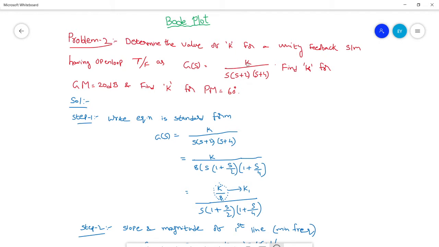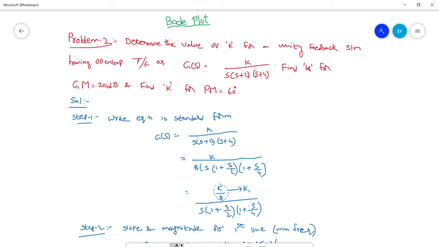The gain of the transfer function was not known. They asked us to plot a Bode plot in which we need to find the k value at gain margin 20 dB, and similarly find the k value at phase margin equal to 60 degrees. We plotted phase margin and gain margin in the previous class, right? The phase margin is calculated at the gain crossover frequency and the gain margin is calculated at the phase crossover frequency, right? So what are the phase crossover frequency and gain crossover frequency?